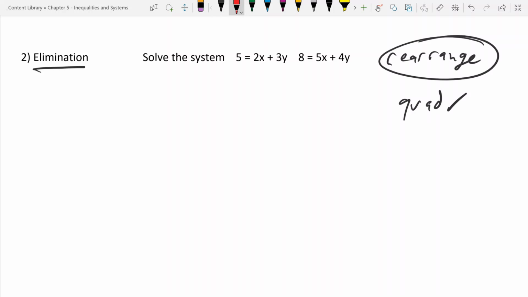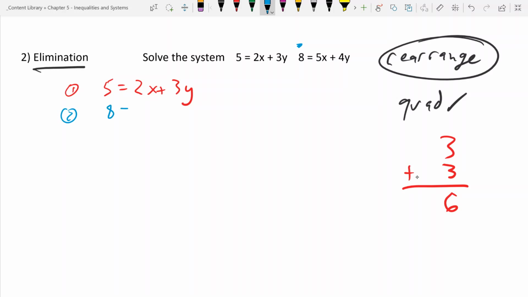The way we're going to do it is line up our equations vertically, just like when you were in elementary school and you set up addition like that. We're going to do that with our equations. So I'm going to write equation 1 here, and I'm going to write equation 2, in blue, right over here: 8 equals 5x plus 4y.